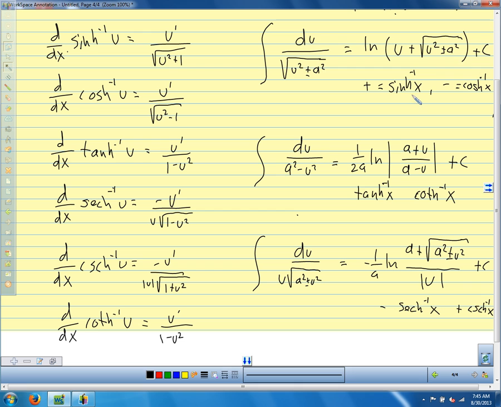With the plus sign, it's inverse hyperbolic sine. With the minus sign, it's inverse hyperbolic cosine. These two are the same, so this is either one of those. And for this one, the plus sign is for inverse hyperbolic cosecant, and the minus sign is inverse hyperbolic secant, just in logarithmic form.